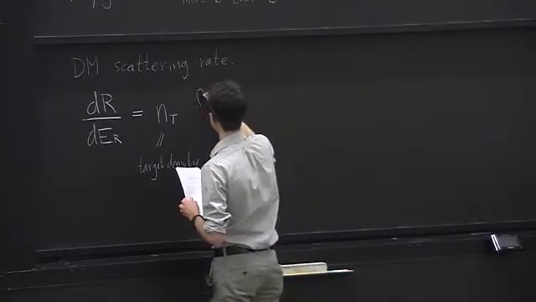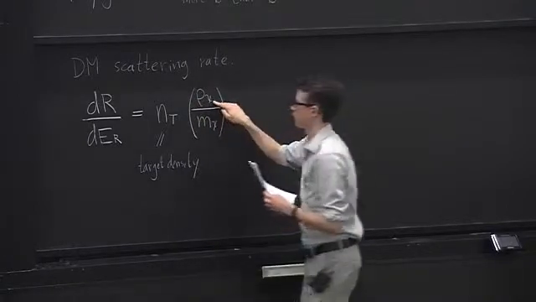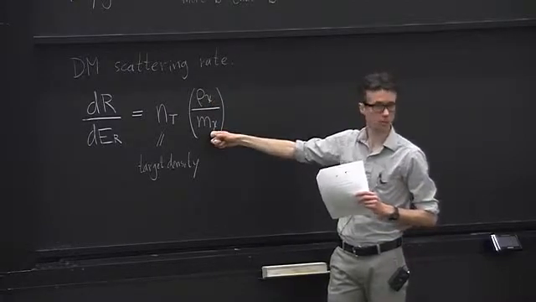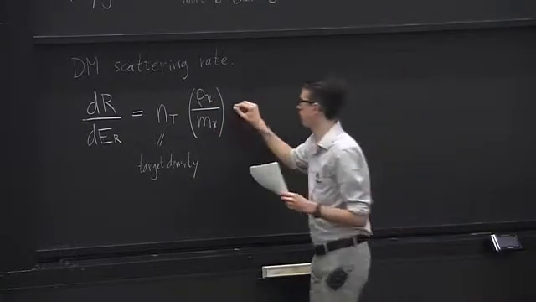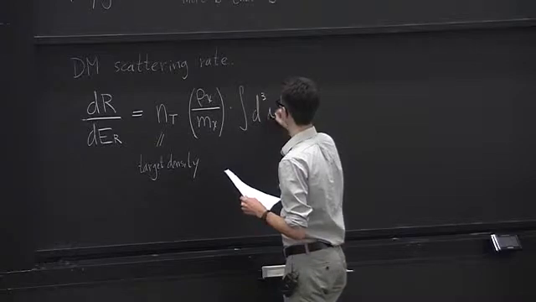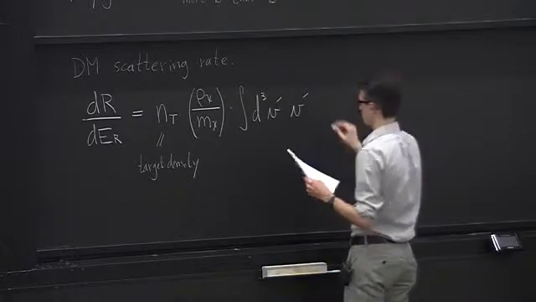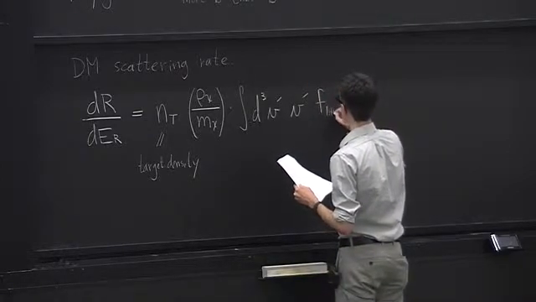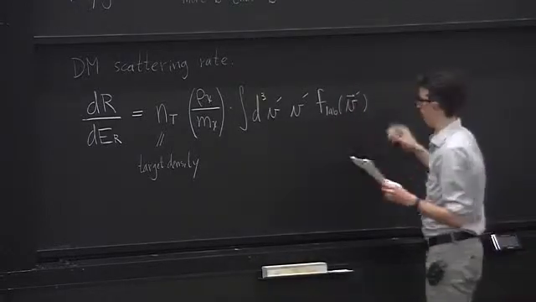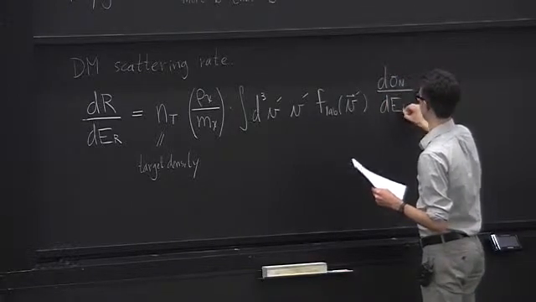So for the dark matter flux, we need the local dark matter number density, which is just the local dark matter energy density, which we know to be roughly 0.4 GeV per cubic centimeter, divided by the mass. This gives us our local number density. And then we have to convolve this with the lab frame relative velocity. It's d3v prime. We have a factor of v prime because of the flux. We have the distribution function of dark matter velocities in the lab. And then we have the scattering cross-section of our target nucleus per unit energy.